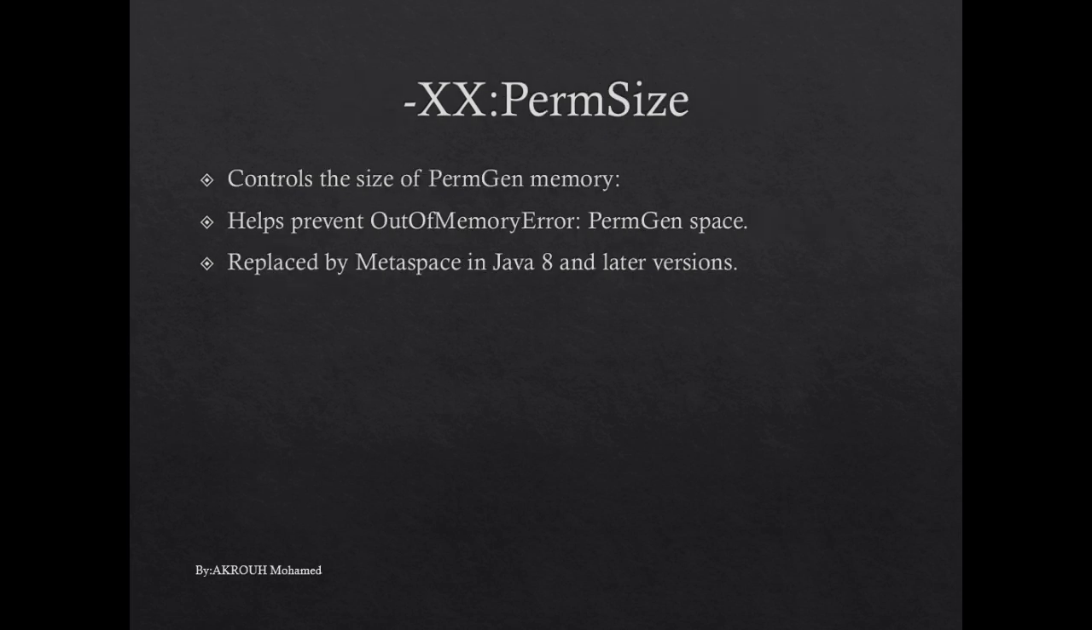For Java versions 7 and below, the -XX:MaxPermSize option allows you to control the size of the permgen memory area, which stores metadata like class definitions and method information. Properly configuring permgen can help avoid the out-of-memory error, permgen space, which occurs when the JVM runs out of space for class metadata. However, starting from Java 8, permgen has been replaced by metaspace, which dynamically resizes based on the application's needs.